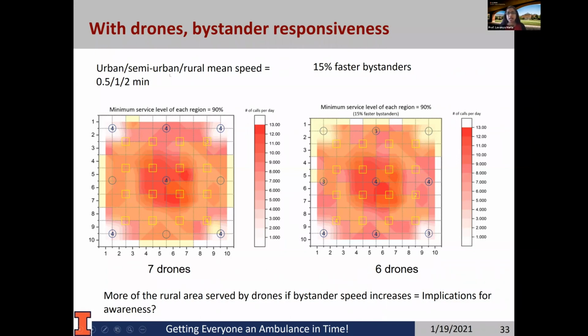So if we have these bystanders responding at different speeds in urban or semi-urban or rural areas, how can we improve service levels? Does having medical drones help at all if people are not involved? And so on. So we can answer these questions which are related to the upcoming frontier of emergency services and what we can do to actually address these upcoming questions.